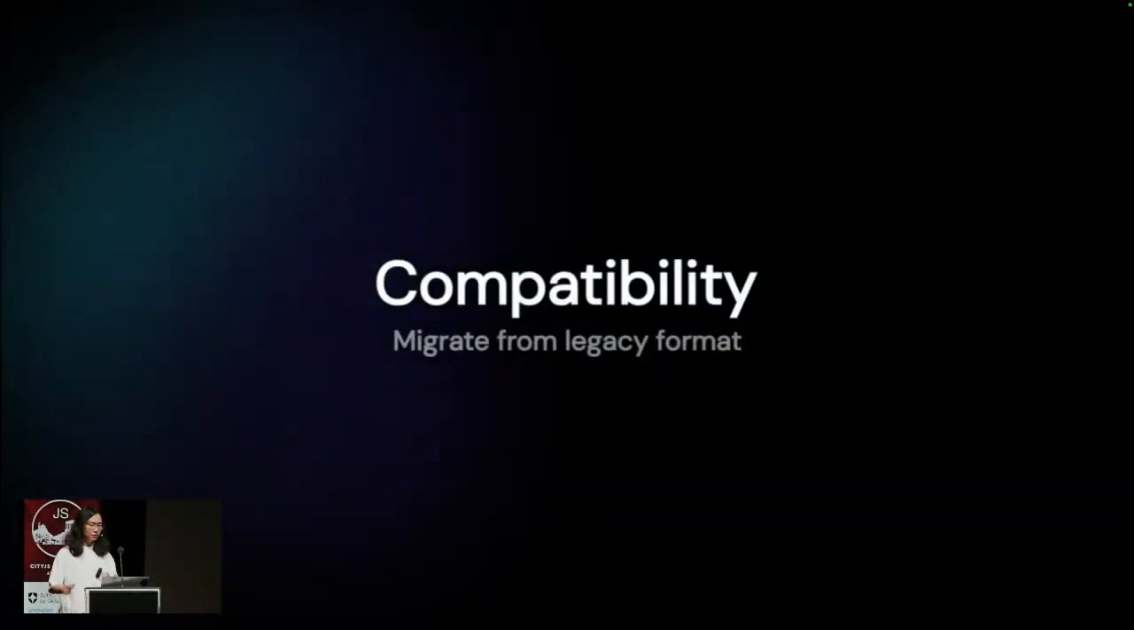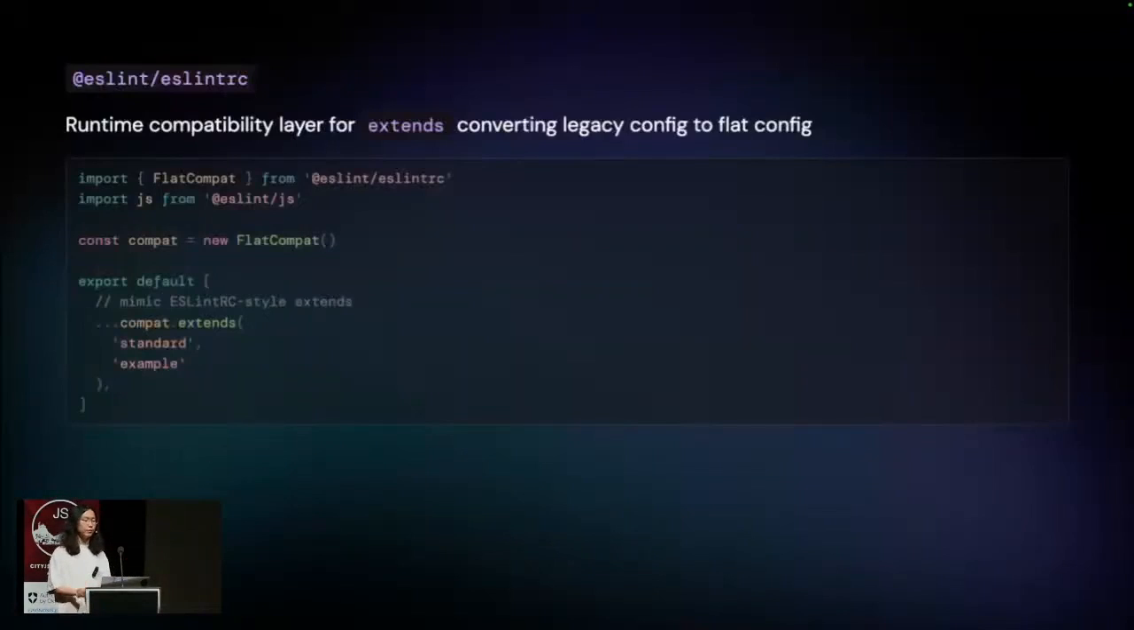Before we talk about the new exciting stuff, let me quickly go through the tools for migrating your legacy config to the new config, in case you need them. In the flat config, the extends field is no longer supported in favor of native ESM import and array destructuring. Before all the shared configs have migrated to the flat config format, you could use the flat compat utilities from the @eslint/eslintrc package to get back the extends feature in your flat config.